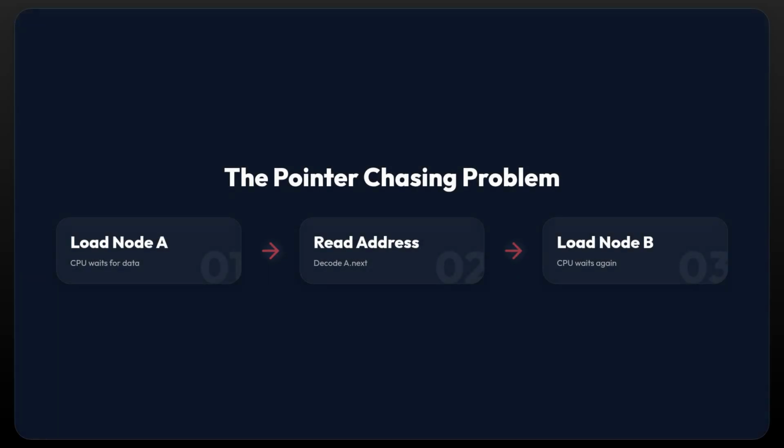This leads to the pointer chasing problem. With an array, the hardware prefetcher predicts what you need and streams it. With a linked list, the CPU doesn't know where the next node is until it finishes reading the current one. This serial dependency chain creates a stop-and-go traffic jam in the pipeline.